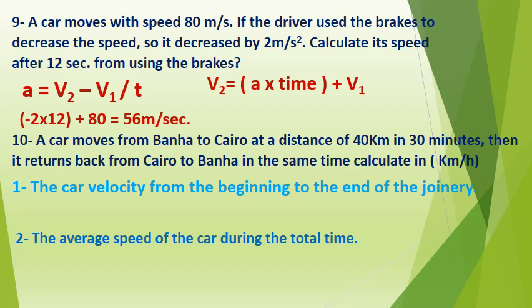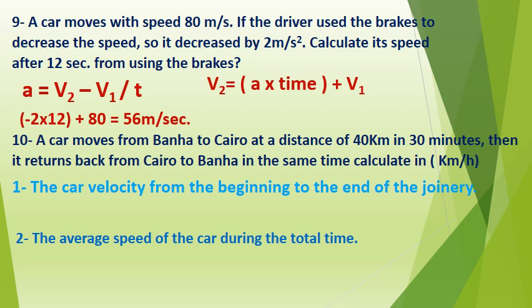Okay. Number 10, a car moves from Banha to Cairo, a distance of 40 kilometers in 30 minutes. Pay attention to the time here in minutes. Then it returns back from Cairo to Banha in the same time, which is 30 minutes again, and the same distance, which is 40 kilometers. Calculate in kilometer per hour. Number 1, the car velocity from the beginning to the end of the journey.